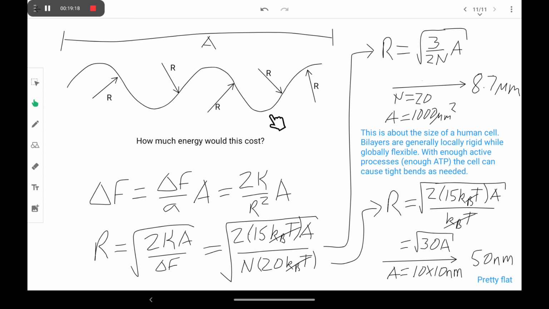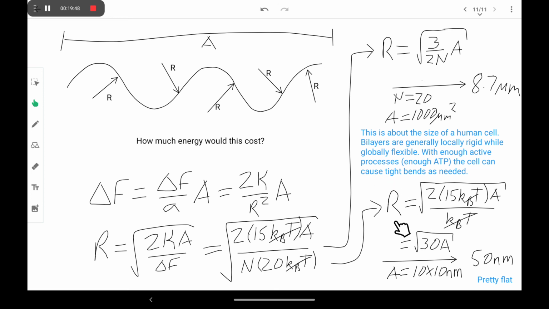You have machinery to create enough energy, ATP, to push and bend something close by. Something that's really cool about that, well, let me finish this and I'll go back to it. What I want to emphasize is you can make tight turns, but it takes a lot more energy localized at that spot. So generally cells are fairly rigid locally, but have global flexibility unless you have machinery to bring energy to that localized spot.